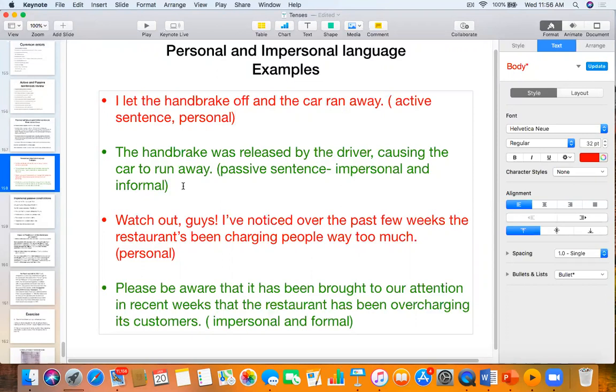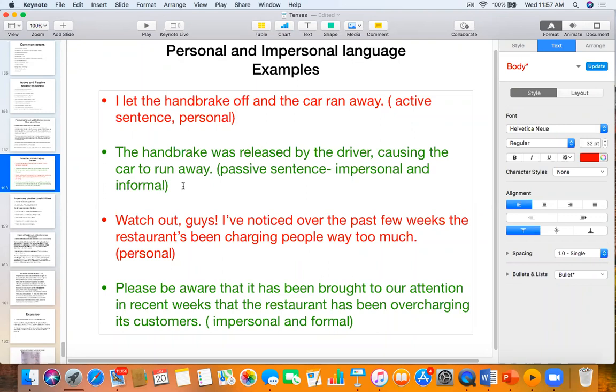Now, one is considering or emphasizing more on the action. And one is considering more on the doer. Doer, yes. So which one is emphasizing the doer? Yeah, the active is emphasizing more on the doer. Okay. And the passive is more on the action. Okay. Now, how does it make you feel? Grammatically, you see that.